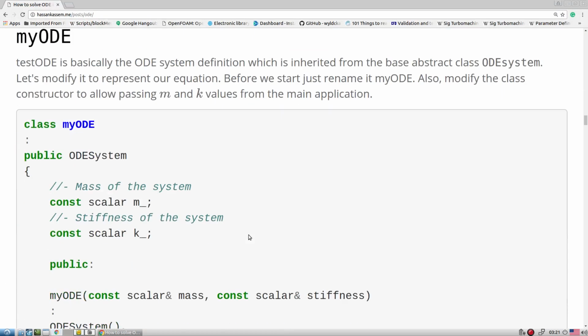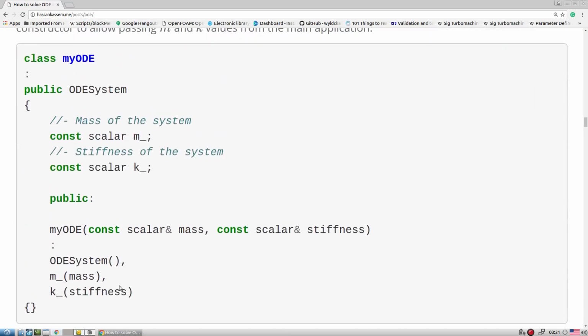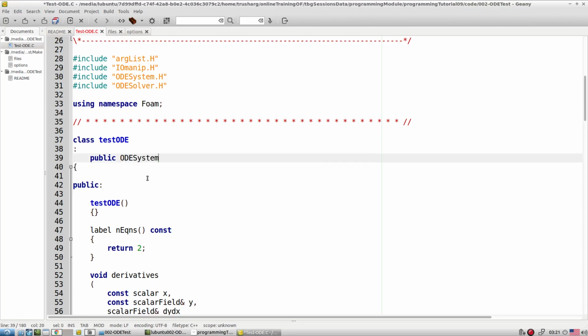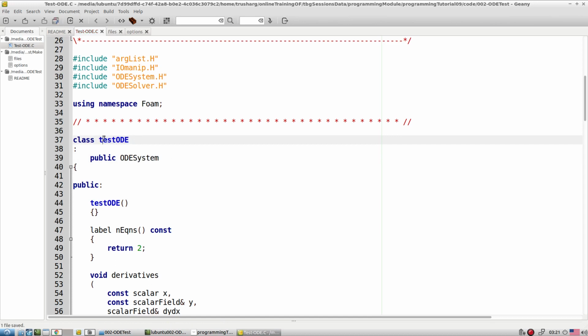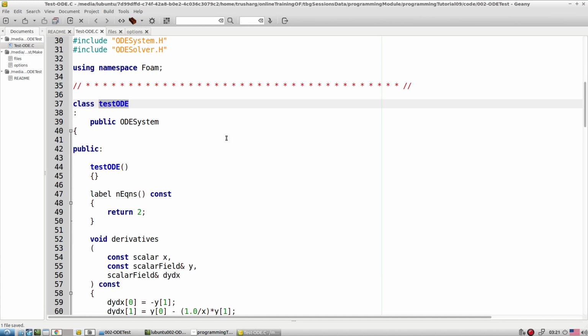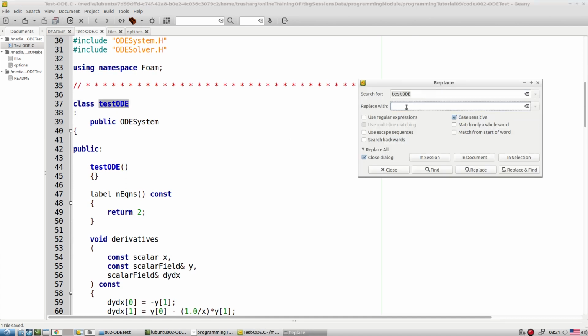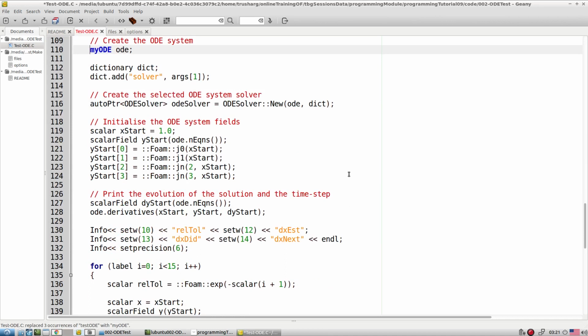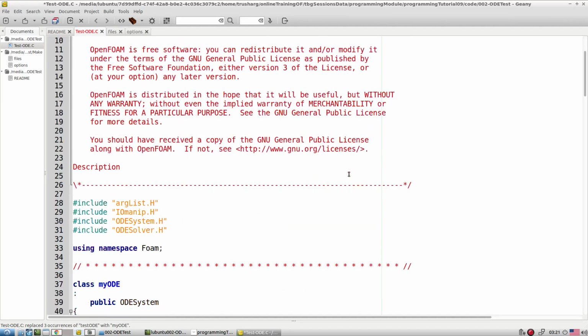So let's look here. My OD system is the same. I cannot change the OD system. I am supposed to change only the class name. Let it be OD system, and this is OD test. Let it be OD test right now. Later on we replace it with myODE, everywhere in the entire document, wherever we have it. For the time being, fine.